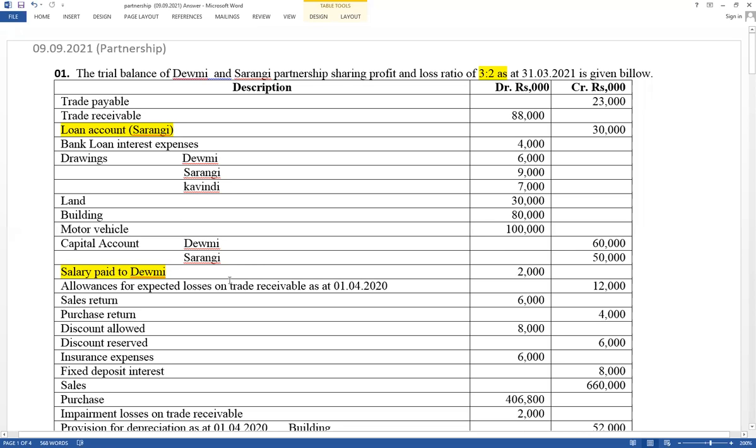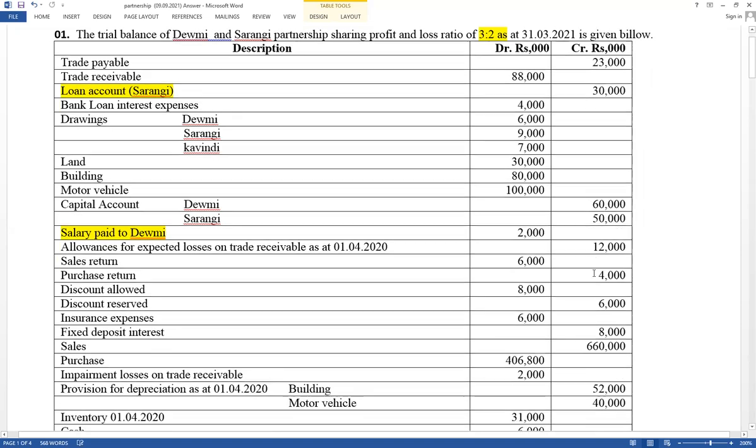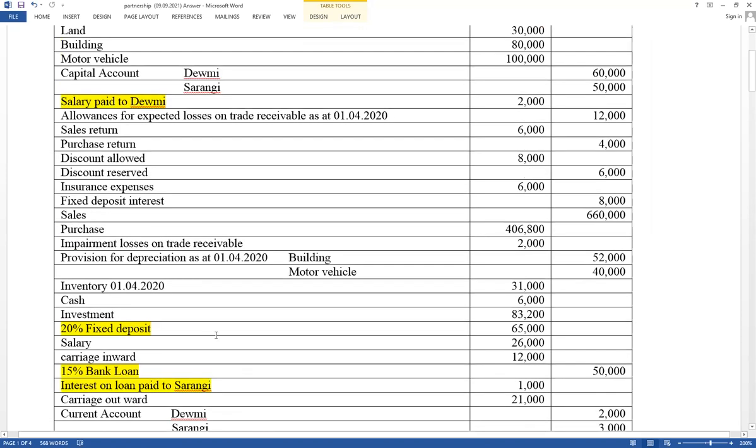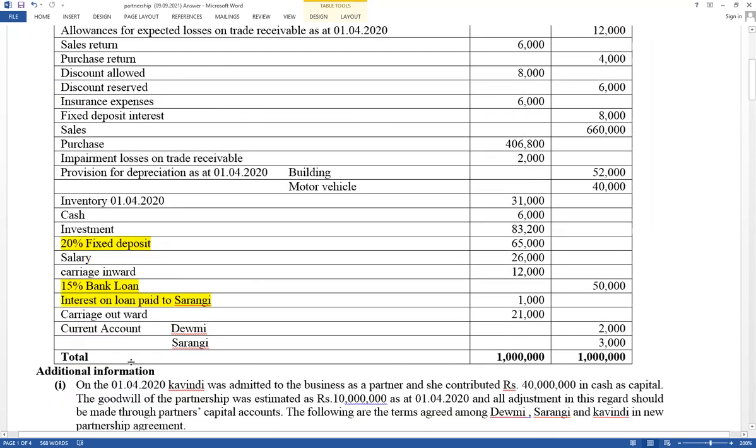මුලින්ම කරන්න ඕන දේවල්. Format එක ගැහුවට පස්සේ balance ටික දාගන්න ඉස්සරහම. අන්න ඒක step by step තේරුම් ගන්න. Capital account balance it has given Devumi and Sarangi 60,000 and 50,000. As well as it has given current account balance also Devumi and Sarangi 2,000 and 3,000. Take from the beginning those balances.